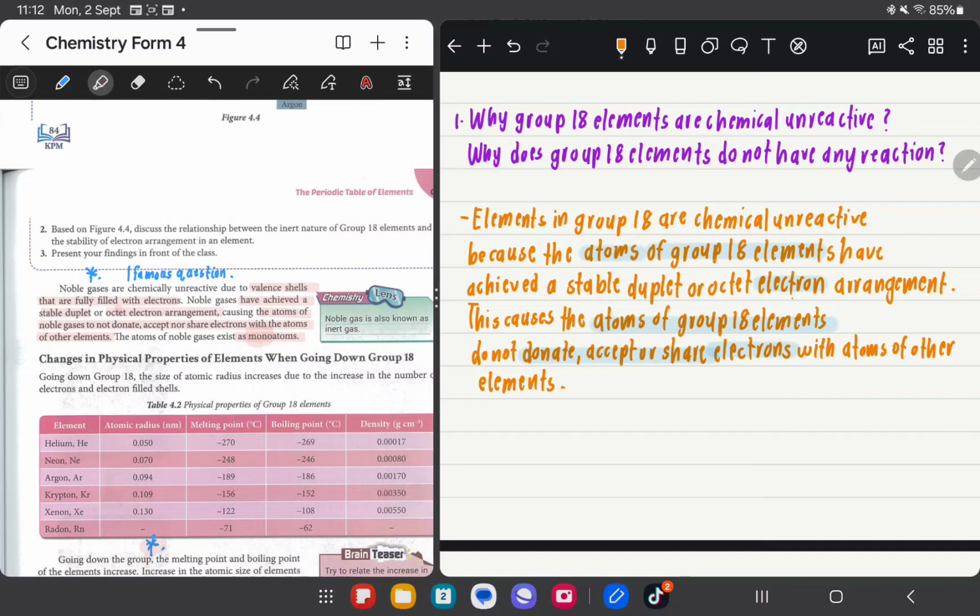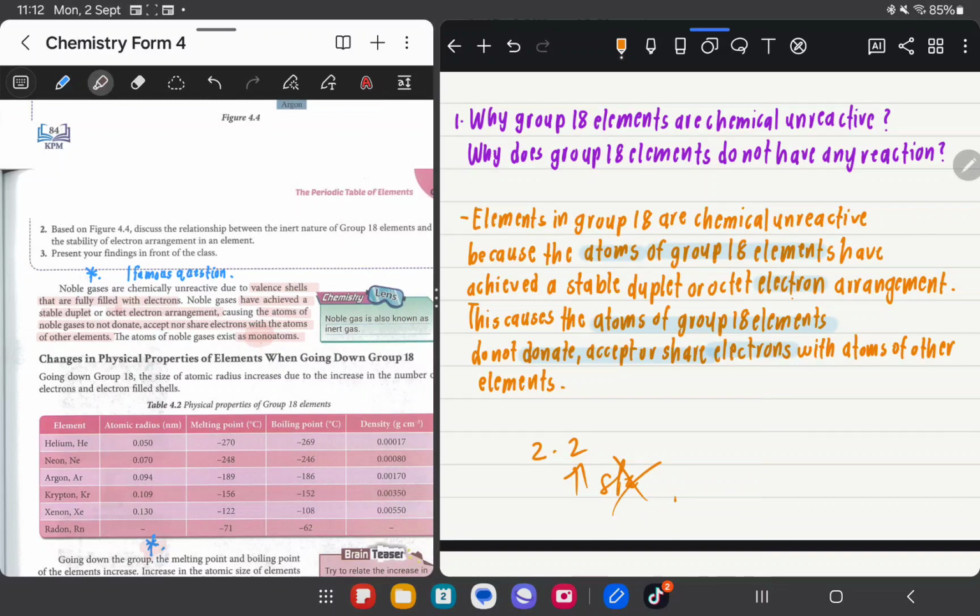Okay, if you don't believe me, you go to the periodic table, take the proton number and try to write the electron arrangement. Then you will know it achieves a duplet or octet. Understand? Remember, duplet is only for the first shell. If you have any other element, not a group 18 element, and you get 2.2 for example, and you say, oh, this is already a stable duplet.